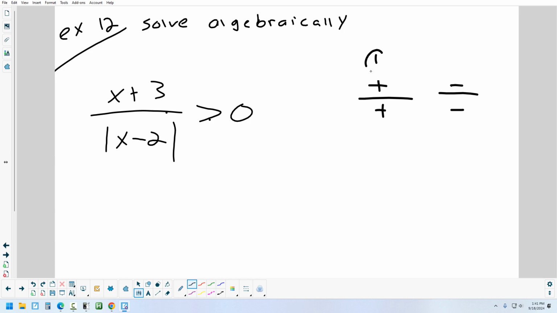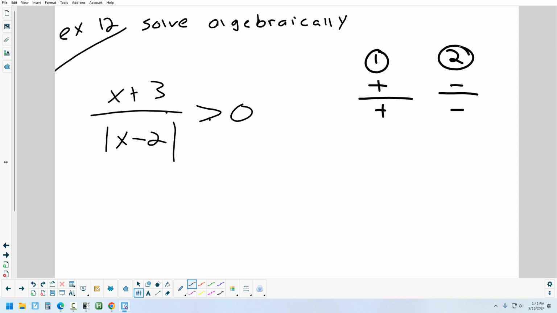Let's call this case 1 and this case 2. I don't care what kind of numbers you pick. If you pick 2 positives and divide them or 2 negatives and divide them, it will always come out bigger than 0. One of those cases is impossible here. Which one of these cases cannot happen on the left-hand side?